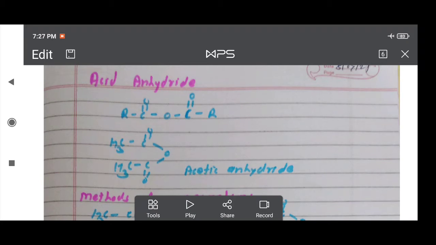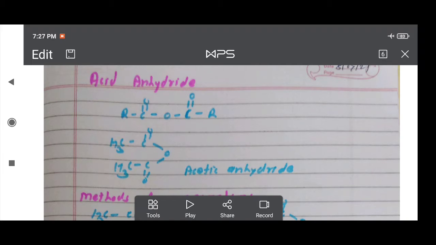In the topic carboxylic acids and their derivatives, yesterday I discussed with you acetyl chloride, the acid derivative of acetic acid. Today I am discussing with you the acid anhydride derivative. This derivative is also derived from acetic acid.